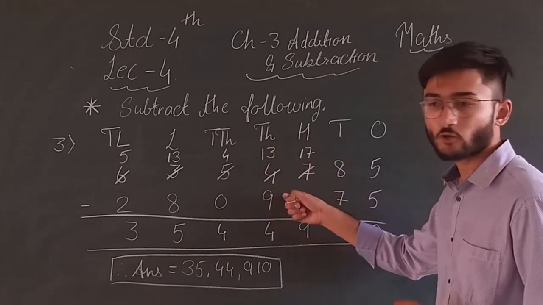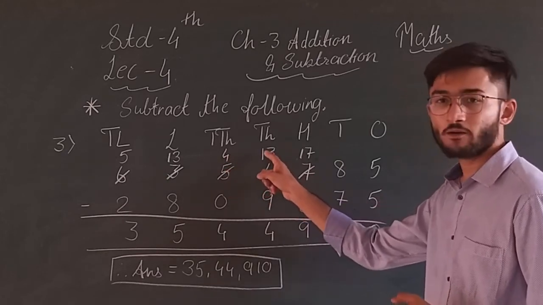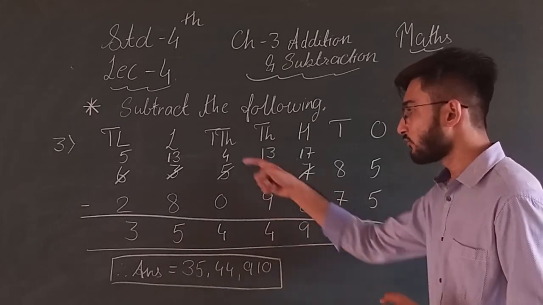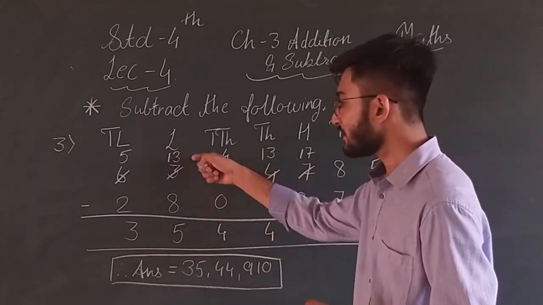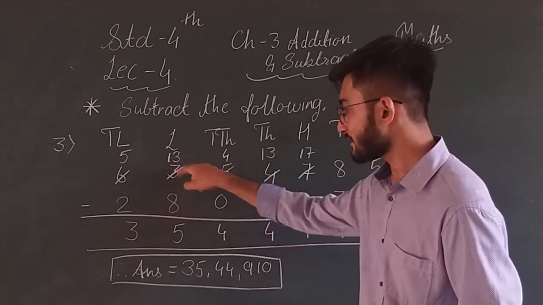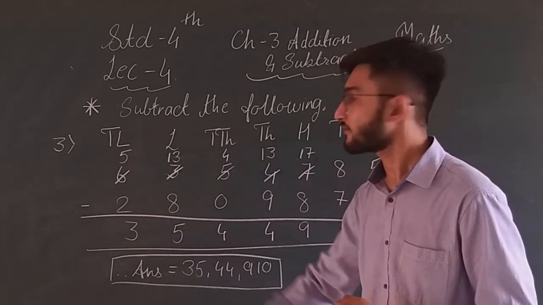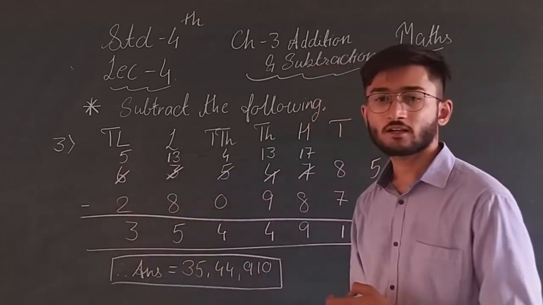3 minus 9 is not possible. So borrow from 5. 5 will become 4. And 3 will become 13. 13 minus 9 is equal to 4. 4 minus 0 will result us to 4. 13 minus 8 is 5. How? 3 minus 8 is not possible. So 3 will become 13 and 6 will become 5. So 13 minus 8 is 5 and 5 minus 2 is 3.